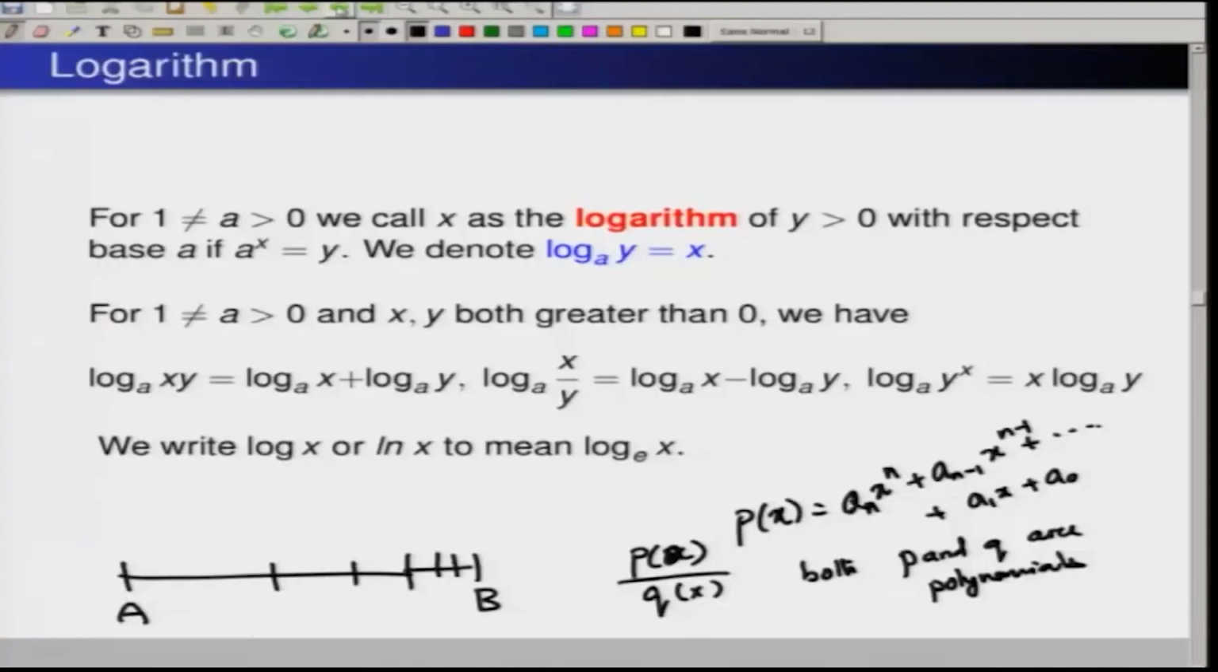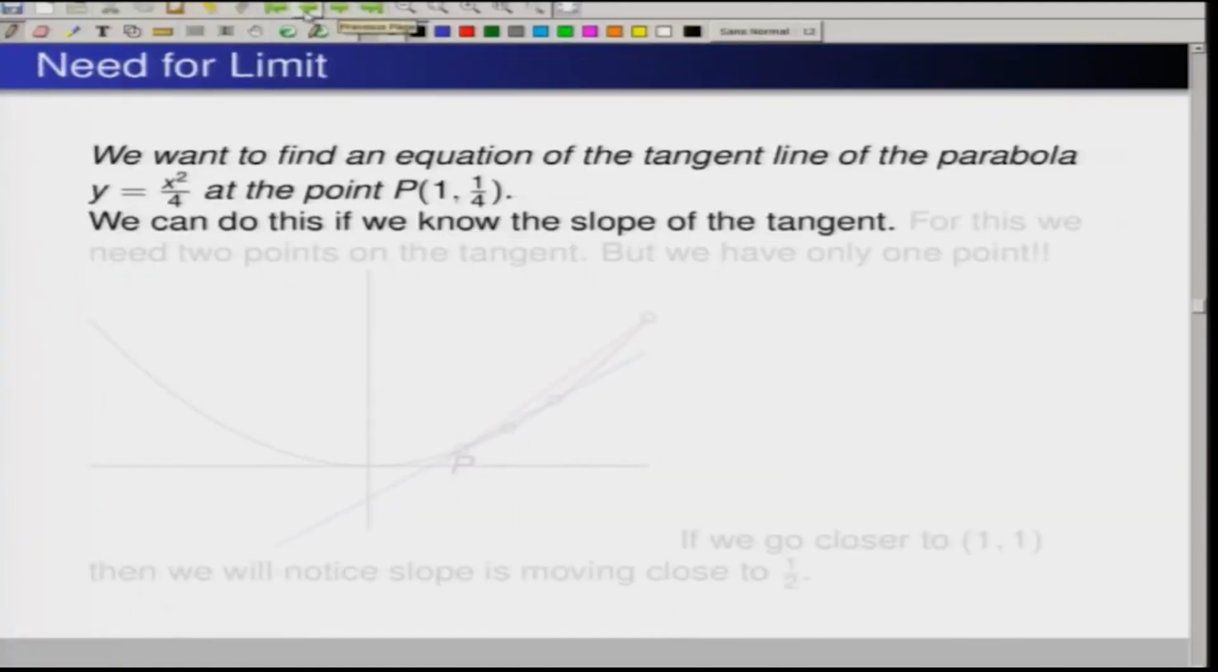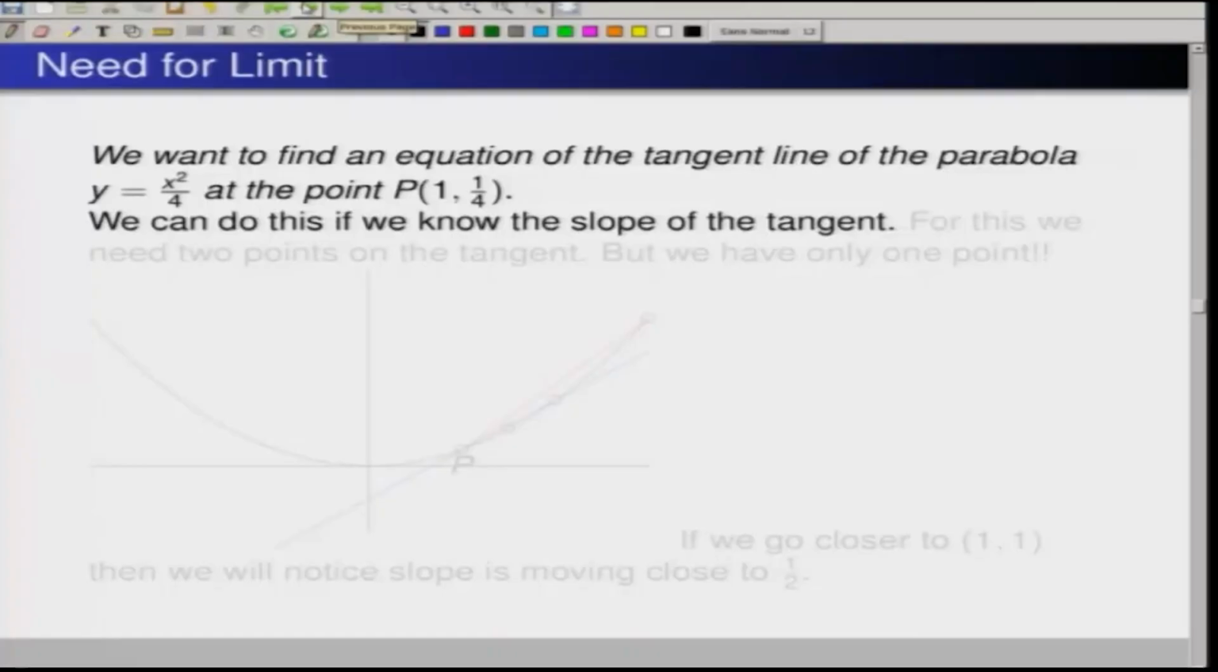So, let us see what the need of the limit is. Geometrically, we also know how important it is to find a tangent to a curve. So, let us see we have a parabola which is defined to be y is equal to x square by 4.